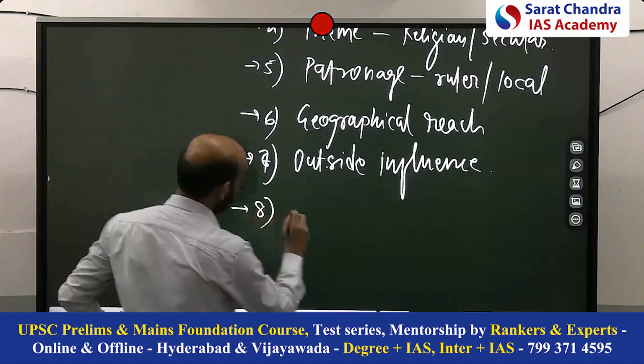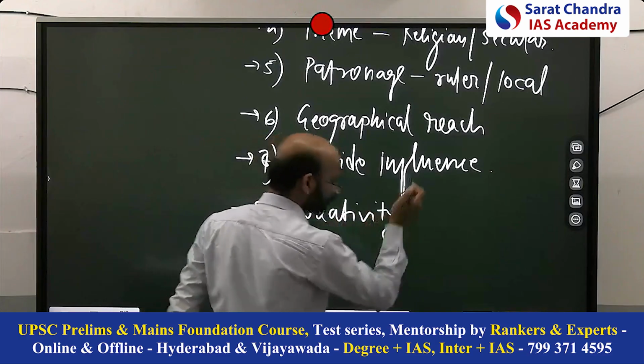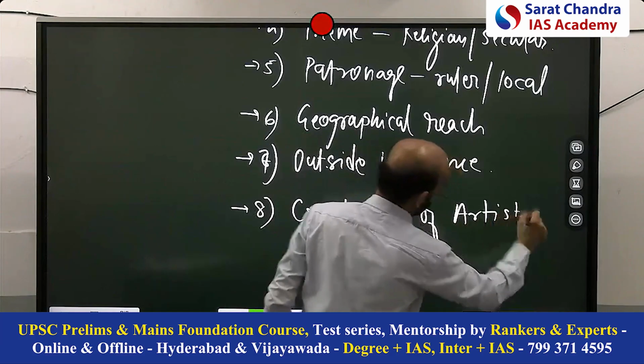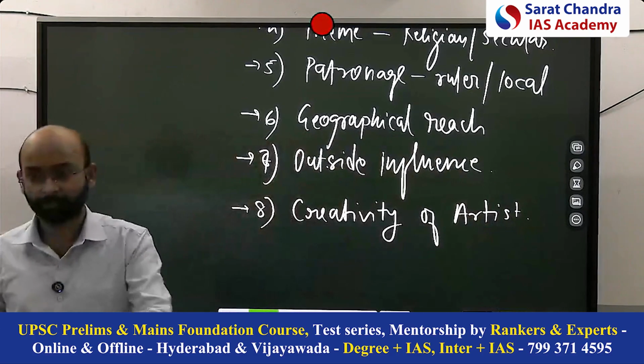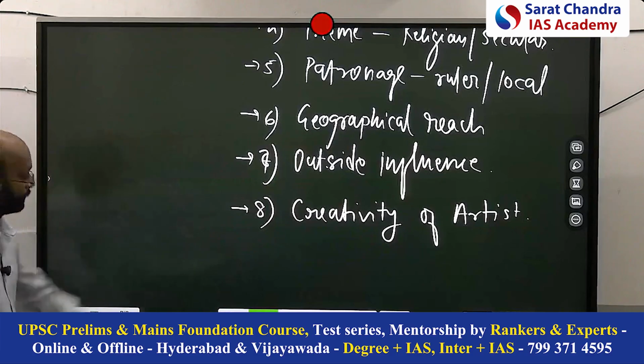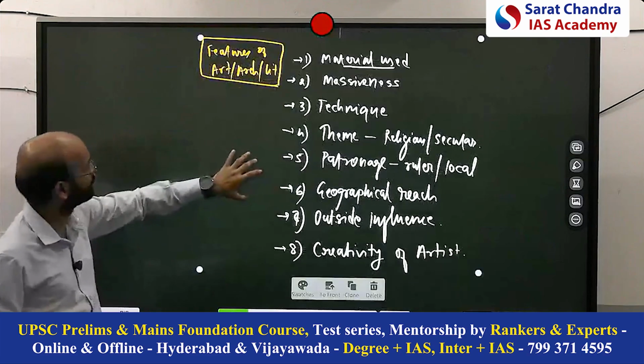Then certain creativity, some keyword we write, creativity or the innovation of artist. Okay, so these are the different aspects you can use. Features of art, architecture, accordingly you can write.